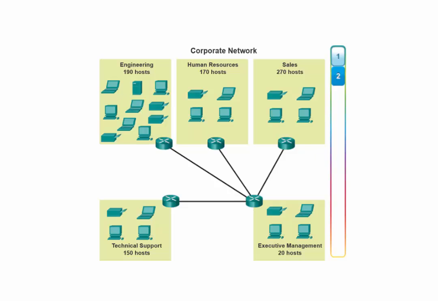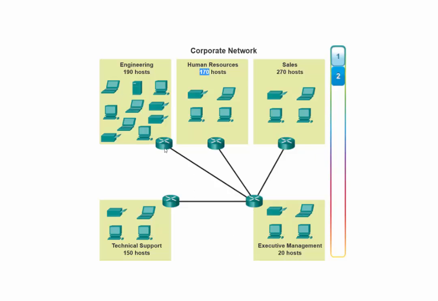So this structure here shows the departments in a certain organization, and the requirement in terms of the number of hosts per department. The Department of Engineering requires 190 hosts. The Department of Human Resources requires 170 hosts, and so on.